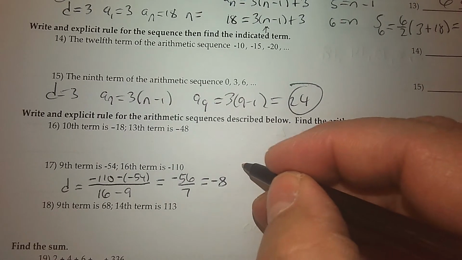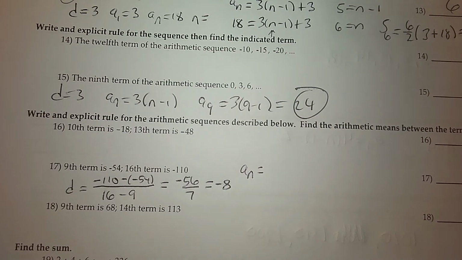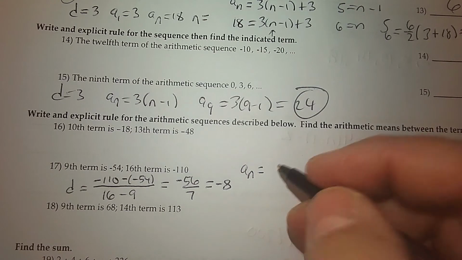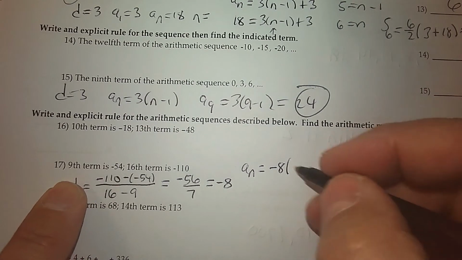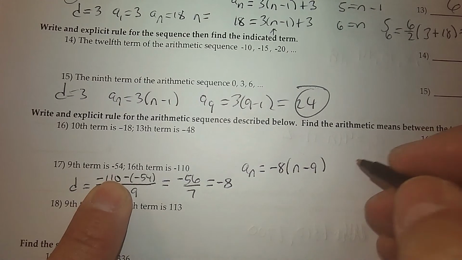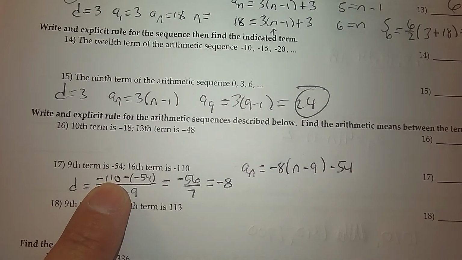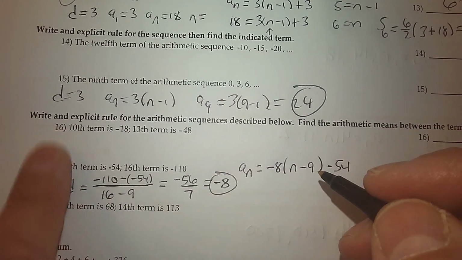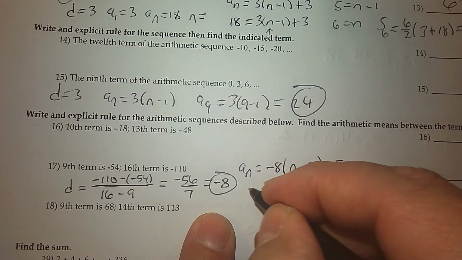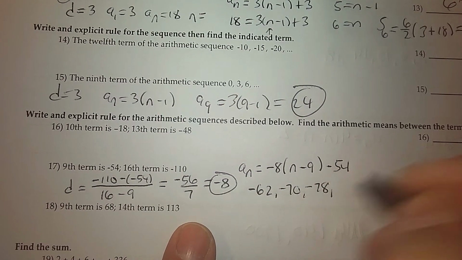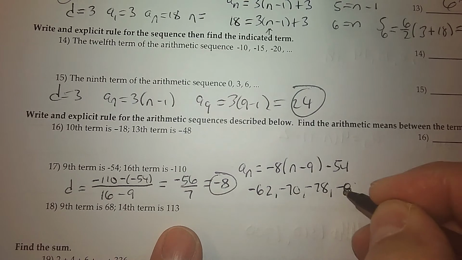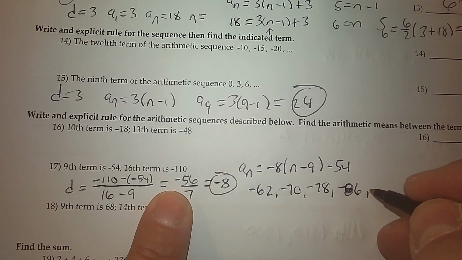So first, what's the rule then? Can you write down the rule, and then find the means in between using negative 8? So what would the rule be? Negative 8. Do I need to find the first term for the rule? No. I can use any one, right? So if I use the 9th one, what am I going to write down? Negative 8(n minus 9) and then negative 54. That's a rule. And then how do I find the means? Well, I start at negative 54, take away 8, take away 8, take away 8. And then where do I stop? Take away 8. I got to do a few of these.